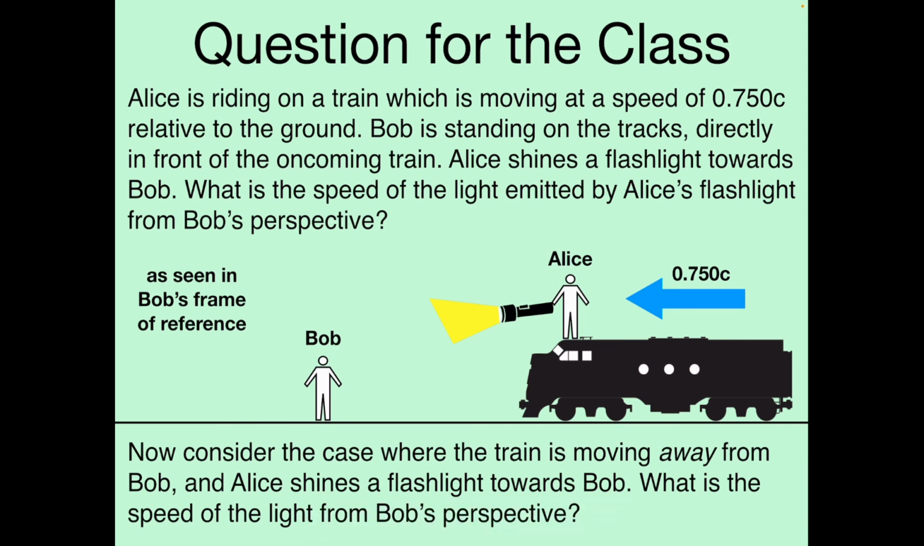So use the same relativistic velocity equations that we used before, okay? And then after that, consider the case where the train is moving away from Bob and Alice shines the light towards him. In that case, what is the speed of light in Bob's frame of reference from his perspective? So pause the video, try to work these out, and then we'll go through it together.